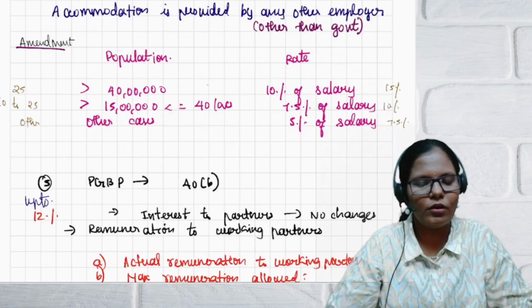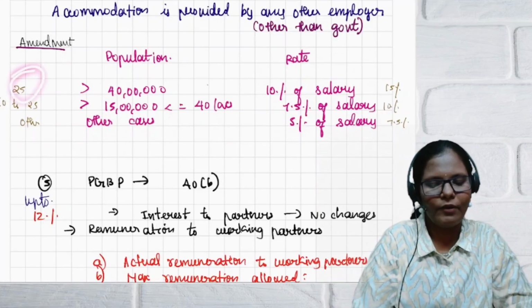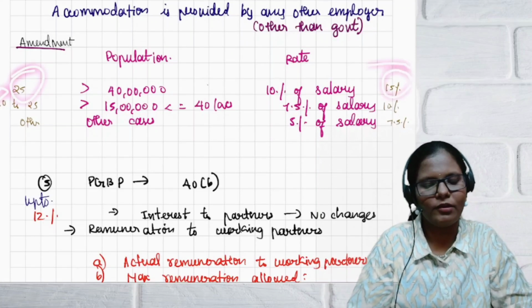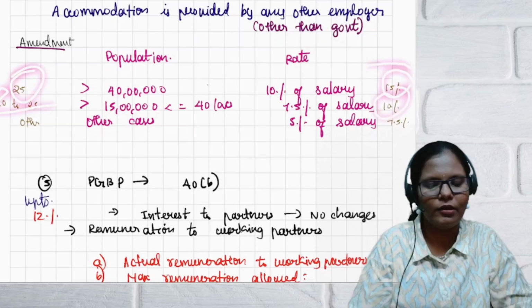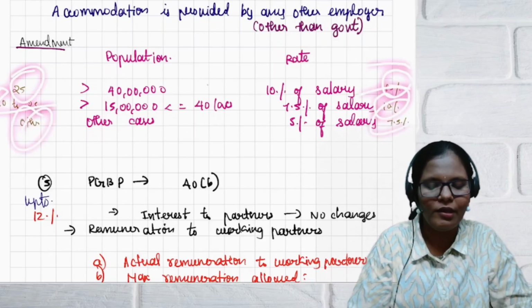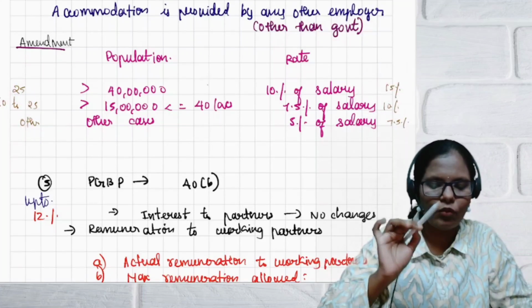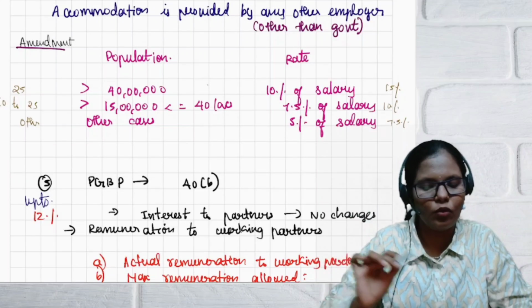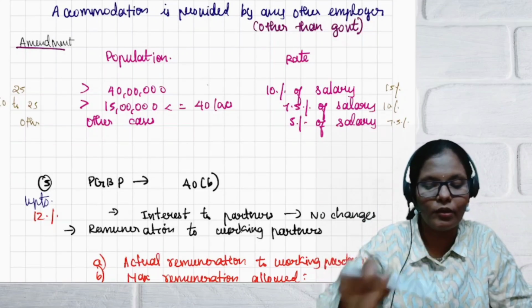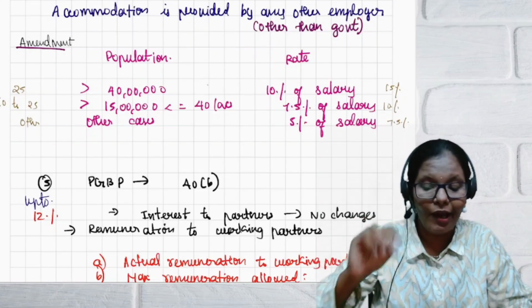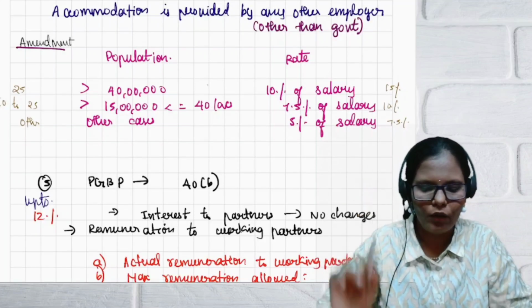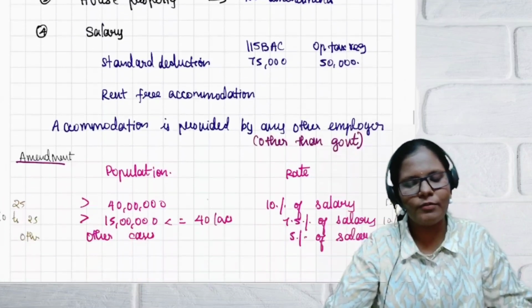Before this amendment, it was: greater than 25 lakh, 15%; 10 to 25 lakh, 10%; other cases 7.5%. This has been revised as: more than 40 lakh, 10% of salary; more than 15 lakh, up to 40 lakh, 7.5% of salary; other cases 5% of salary. Okay, these are the two amendments in the salary chapter.